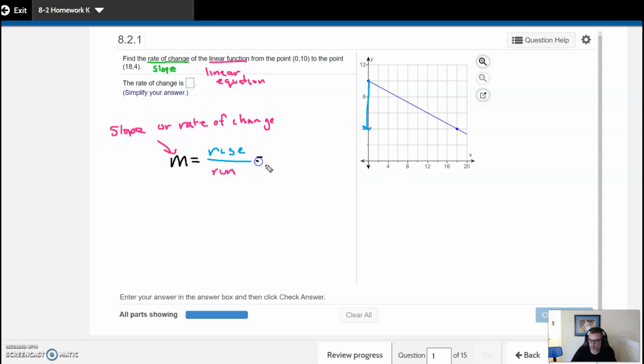Now be careful. Let's make sure we check the scale of our graph here. They're not going by 1s, they're going by 2s. 2, 4, 6, 8, 10, 12. So I went down 2, 4, 6, so that's a -6. -6 on top. How far did I go to the right? Again, don't just count the boxes, you have to check the scale. So they're also going by 2s on the x-axis. 2, 4, 6, 8, 10, 12, 14, 16, 18. So there's my slope or my rate of change.